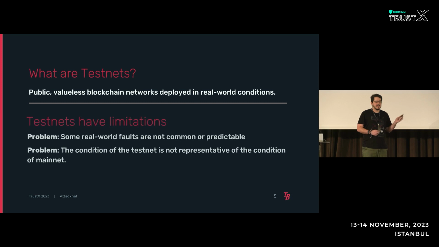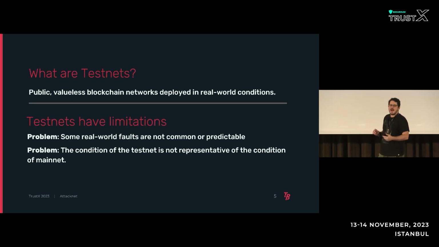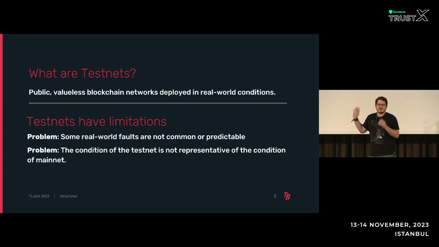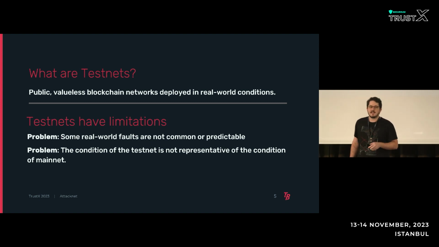Testnets are really good at what they do, but they do have some limitations. Some of the real-world faults that happen on mainnet are not common or predictable. Imagine a BGP hijacking attack, or maybe a third of the internet goes offline because of some routing issue, or latency gets introduced and taken away really fast, and no one ever knows about it. And the other problem is that the conditions on the testnet aren't always representative of mainnet.